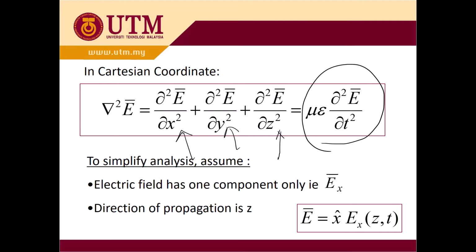Right. So to simplify the analysis, we have to make an assumption, which is that the electric field has only one component. For example, we have Ex, and the direction of propagation is z. So this is an example of the expression: the E field has only the x component, oriented in the x direction, and it is a function of time and also the propagation direction z. So we can make the equation simpler.